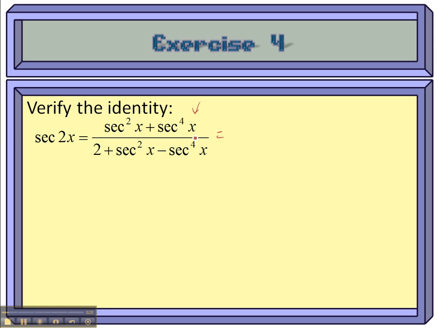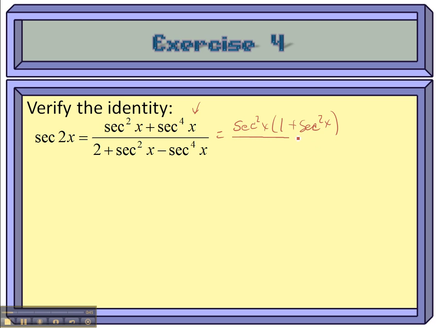So if I look at this, it looks like what I should probably try to do is factor. So the top, they just have a greatest common factor of secant squared. So I'm going to take that out. Secant squared x, open the parentheses, I'd have 1 plus secant squared x. And that's as far as I can take that.